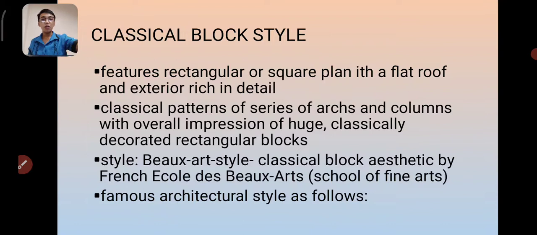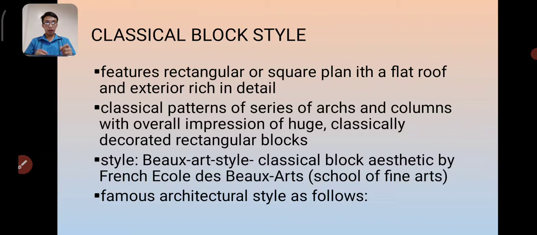Now we proceed to the classical block style. The building features a rectangular or square plan with a flat roof and an exterior ridge in classical details. The exterior features repeated classical patterns or series of arches and columns. The overall impression of such a building was huge, classically decorated, rectangular blocks.